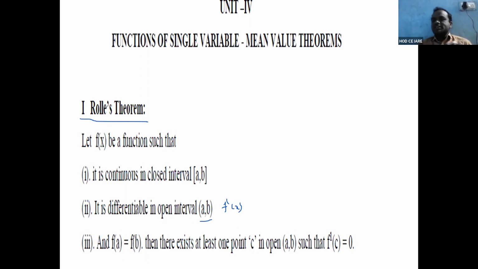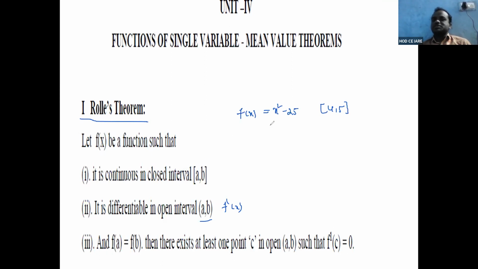For example, let us take an example. f of x is x square minus 25 in the interval of 4 comma 5. Okay, it is one function. We verify whether this satisfies Rolle's theorem or not. Okay, so the first condition is what? It is a continuous function.